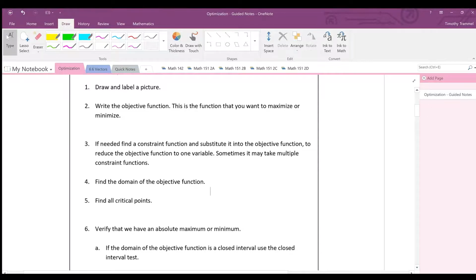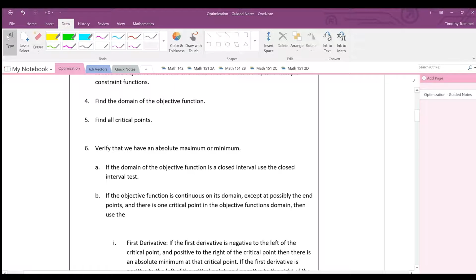Now, if you have a closed interval, use the closed interval test. The closed interval test is perfect for finding absolute maximums and minimums. But if this is an open interval, we're going to have to use a modification of the first derivative test or the second derivative test. Okay. And what will happen if we're in the second case where we have an open interval is on that domain you're looking at, you'll actually only end up with a single critical point.